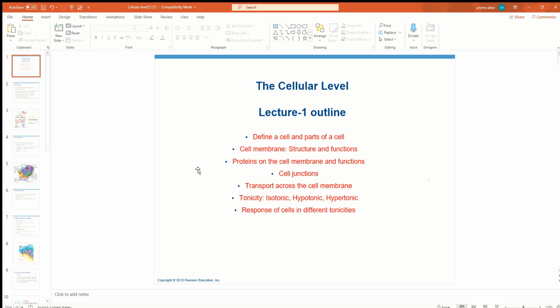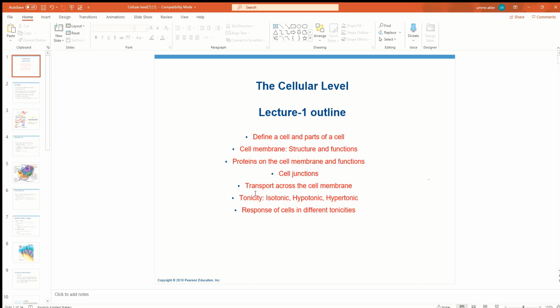Then we'll talk about the proteins present in the cell membrane and their functions. There are two types of proteins and they perform some important functions. We'll talk about that. Then we'll talk about the junctions that attach the cells or help them communicate between the cells. Those are called intercellular junctions.